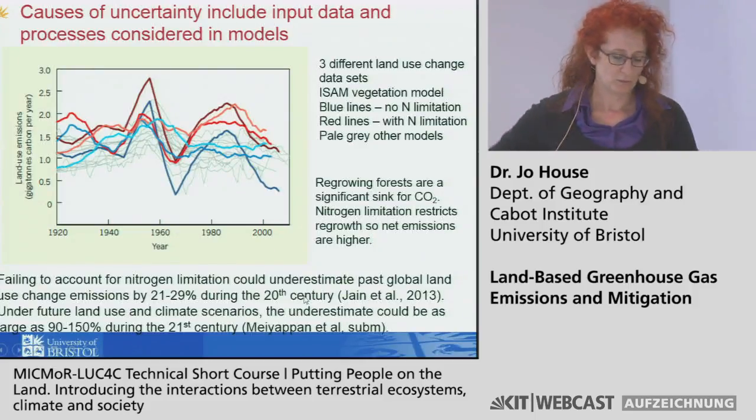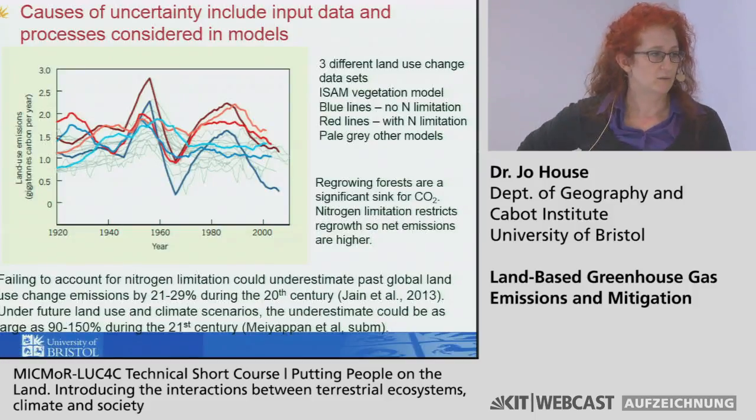So when you run with a nitrogen cycle, what happens is your forest regrowth becomes nitrogen limited. So your emissions from land use change stay about the same, but your regrowth rate is slower, so your net emissions are higher.